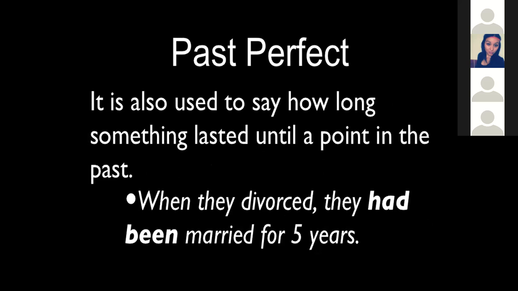Past perfect is also used to say how long something lasted until a point in the past. When they divorced, they had been married for 5 years. Yes, very good. So they were married before, but then in the past they divorced, right? So you see the different context here.